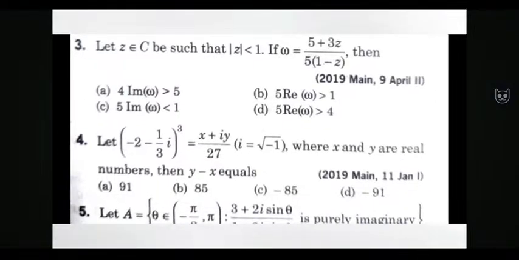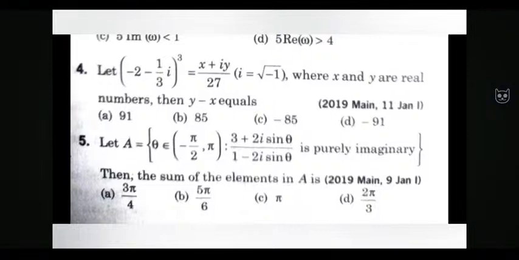Let (minus 2 minus (1 by 3) into i) whole power 3 is equal to (x plus iy) divided by 27. Here i is equal to root minus 1, where x and y are real numbers, then y minus x equals to.